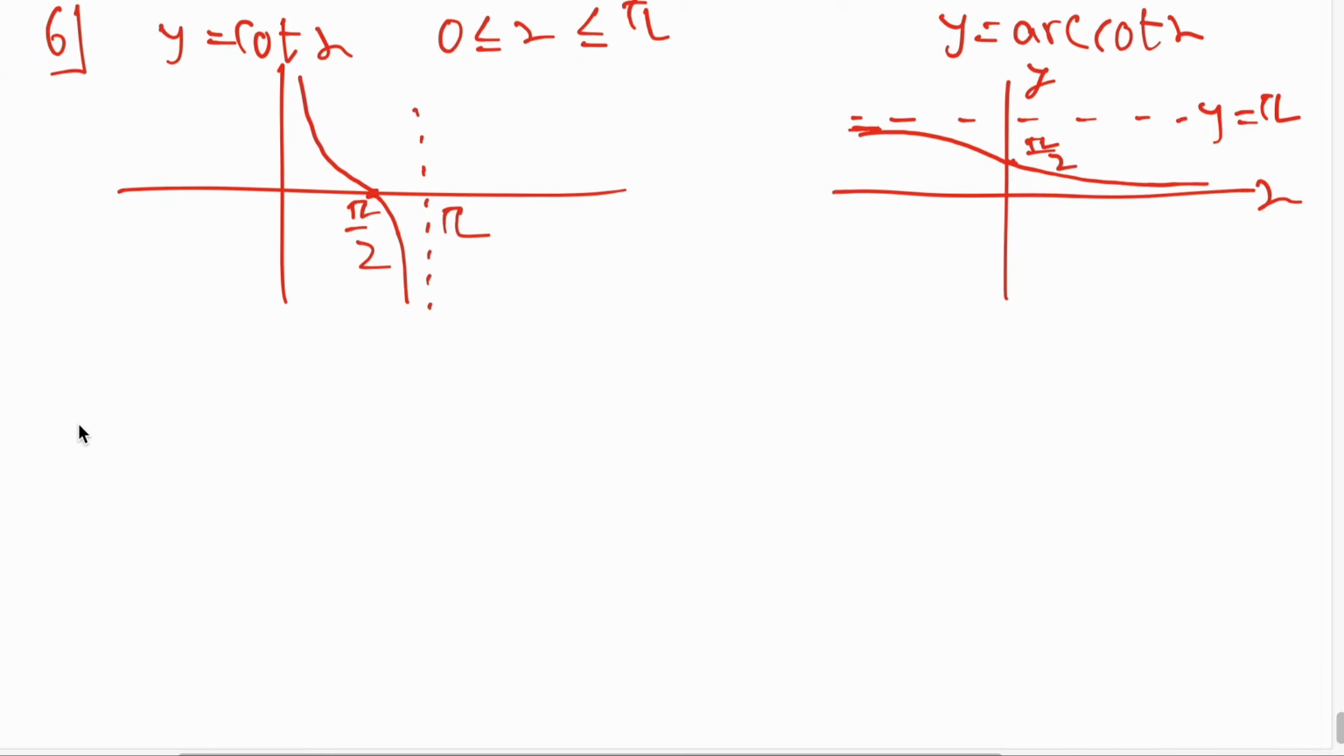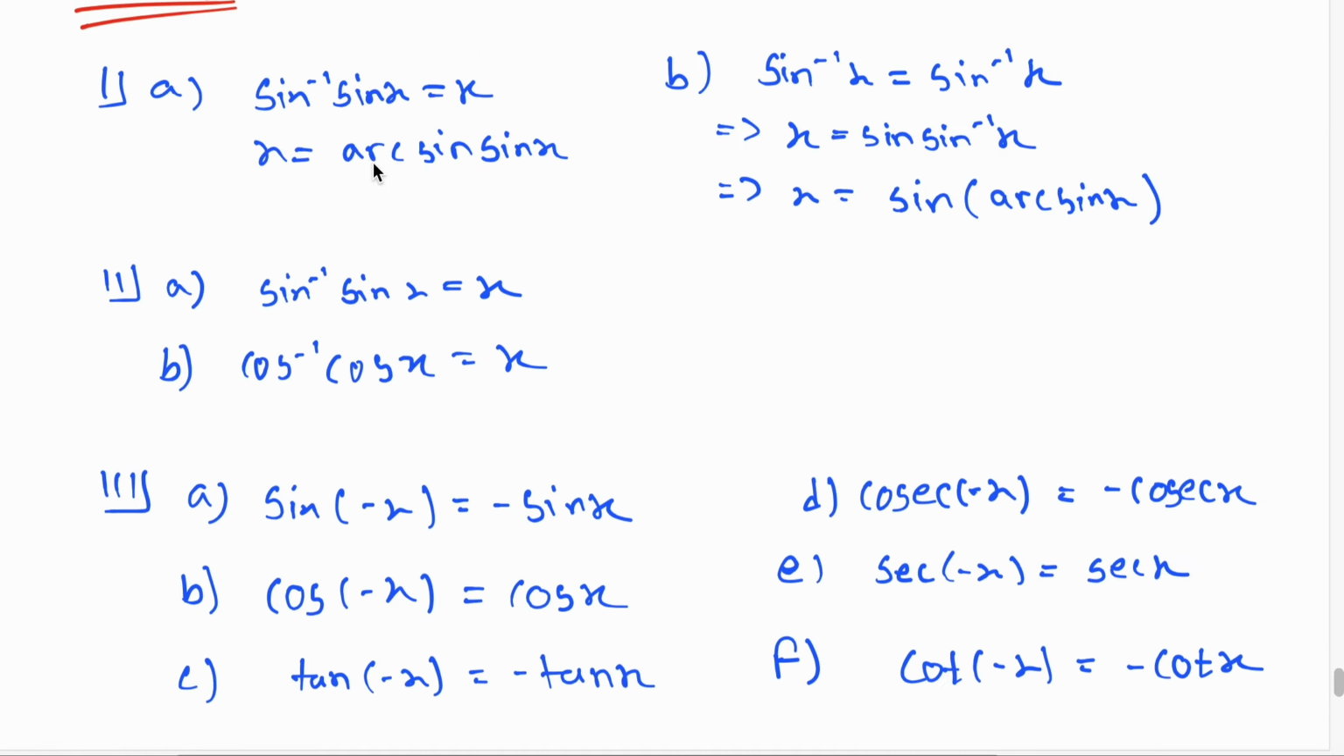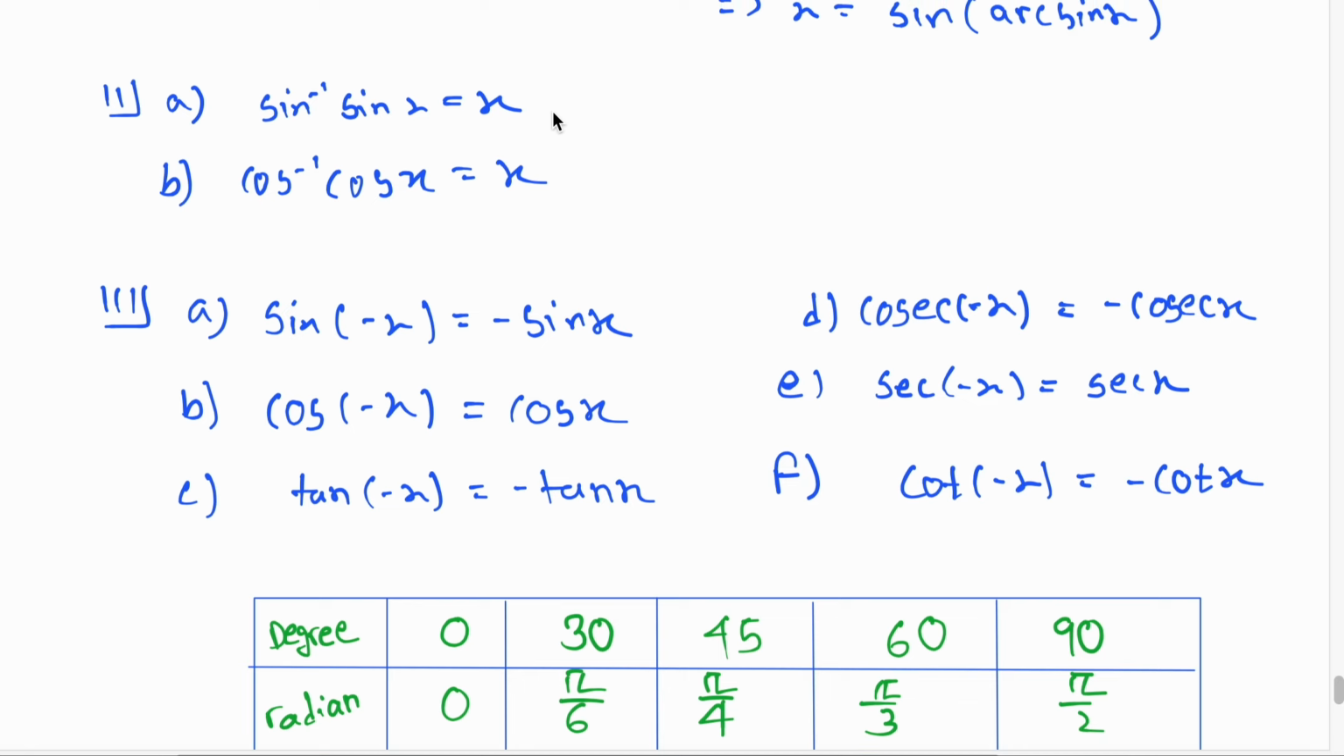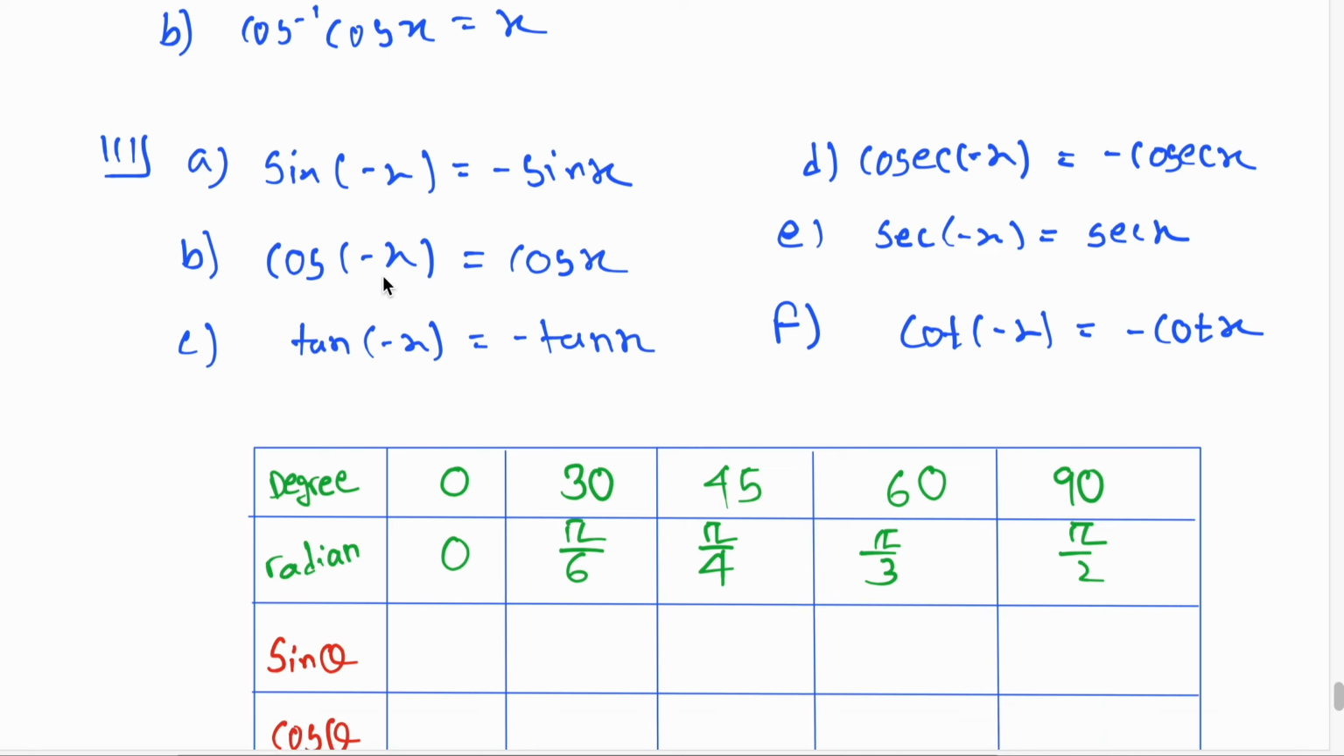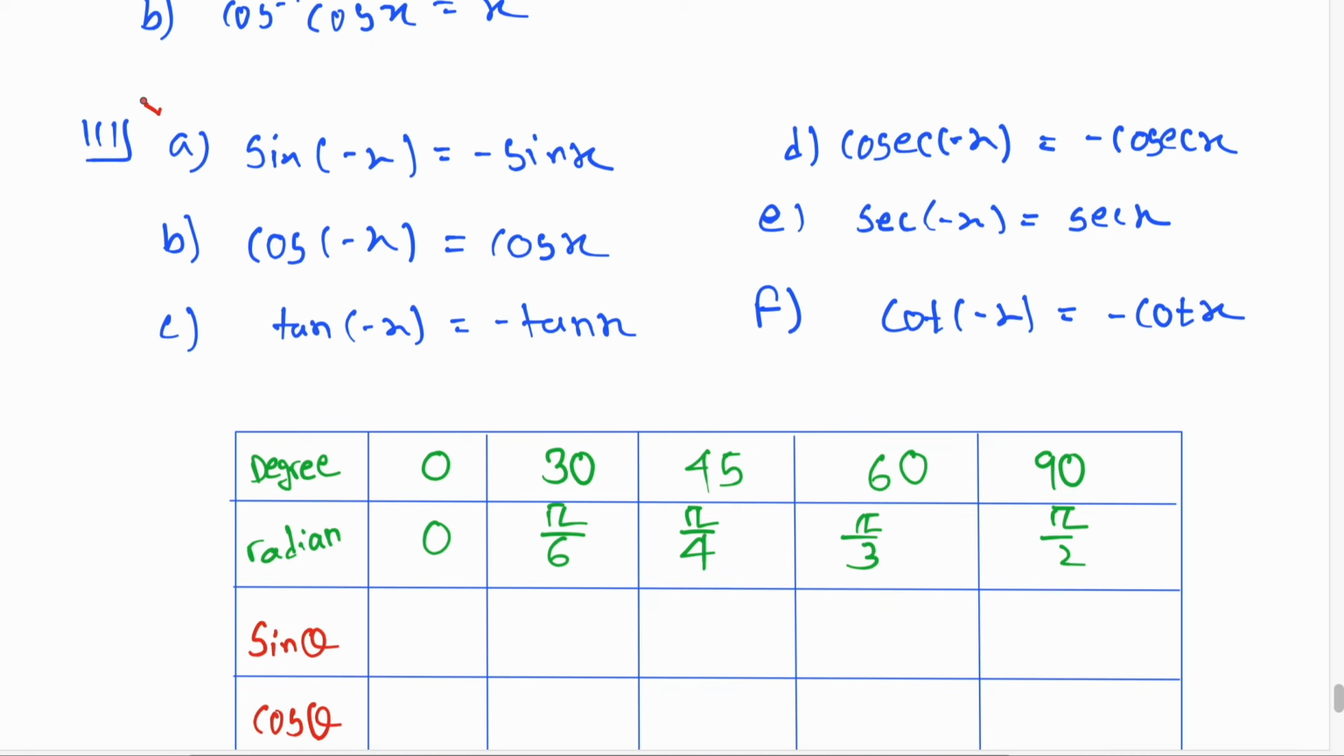Okay, now take some notes. That means sine inverse sine x is equal to x. x equals arc sine and sine x. That means sine inverse, we can call it arc sine. Similar things: sine inverse sine x equals x, cos inverse cos x equals x. Then it is the most important part. Just remember, everything with minus inside will be minus, but with these two as the exception.